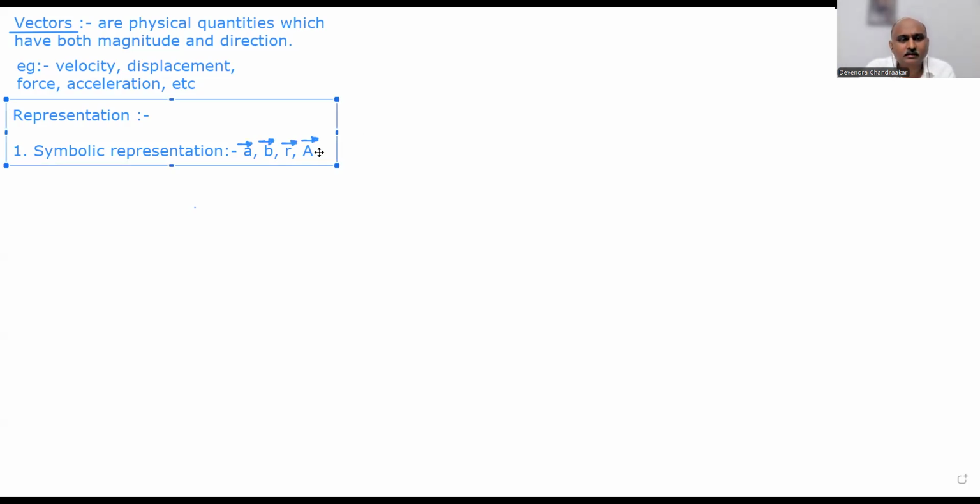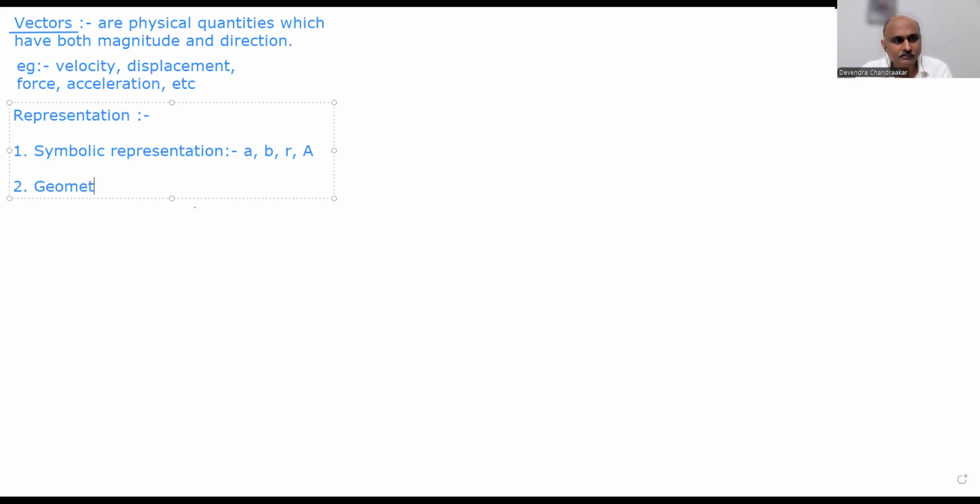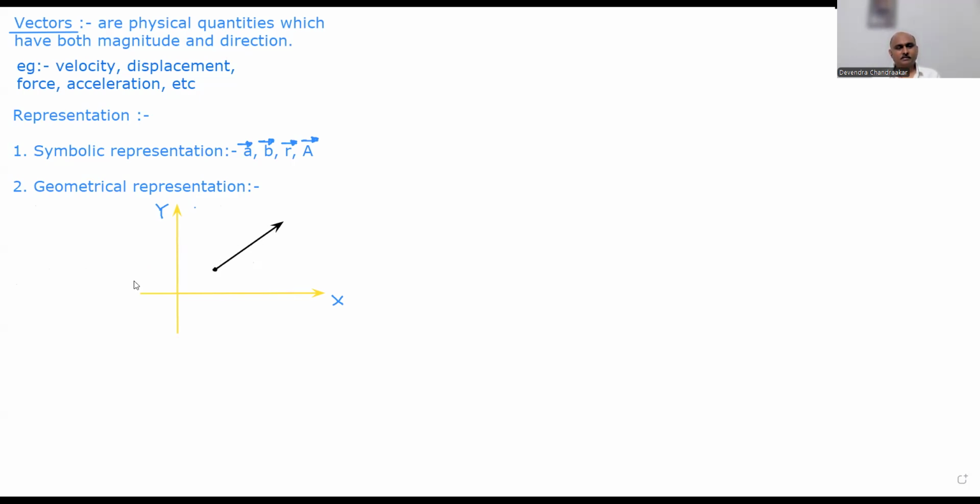Then comes the geometrical representation. So if this is the XY plane, I'm just trying to draw the vector in the XY plane. So this is our XY plane. And here we have a vector like this, right? So it's a line. This is called the tail of the vector. This is the head of the vector. The vector, as I said, can be represented by an English alphabet with an arrowhead over it, right?